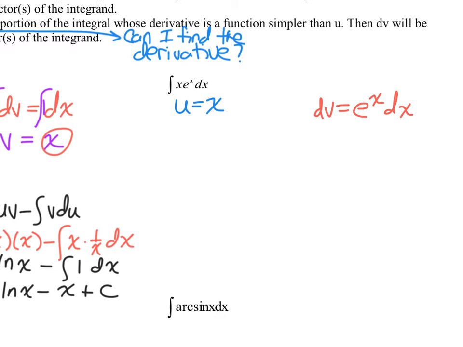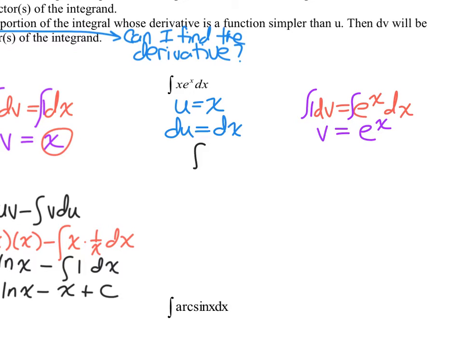So u equals x. I take that derivative, I get du dx equals 1, but skip that step, make it du equals dx. Antiderivative. Again, there's the assumed 1 in front of the dv, making it v equals the antiderivative of e to the x, which is e to the x.